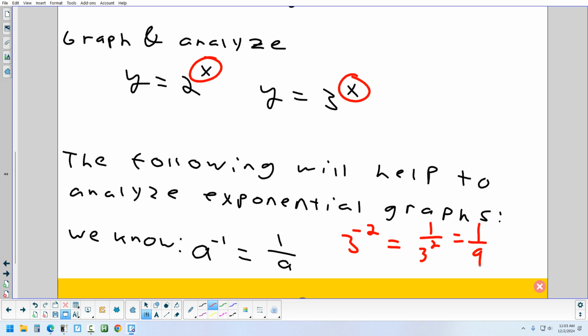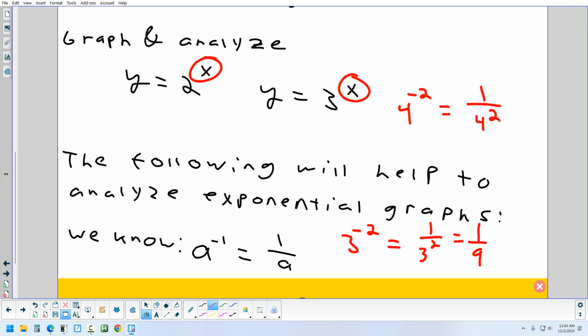Okay, how about 4 to the negative 2? What would that be? 1 over 4 squared.